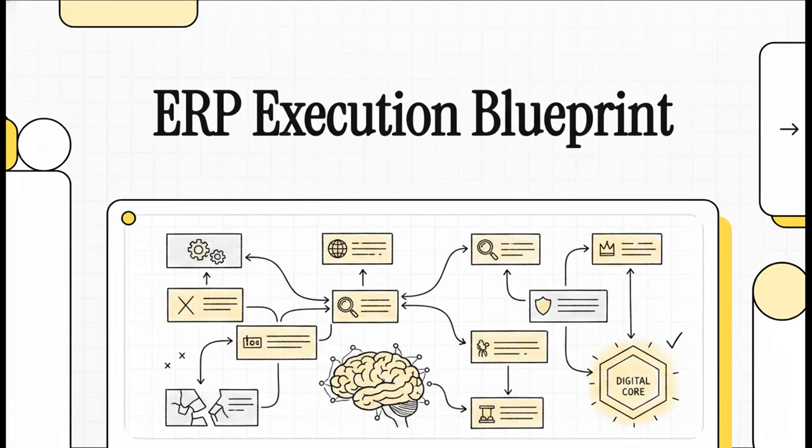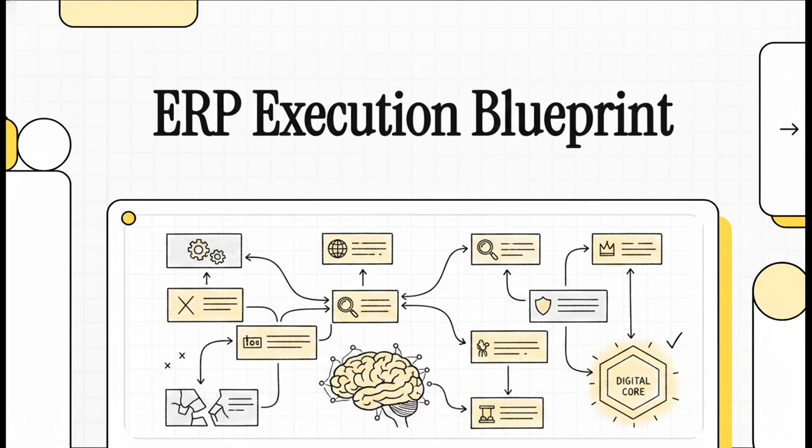The architecture of execution. Enterprise resource planning is the central nervous system of any global organization. When it functions correctly, it enables scale, enforces governance, and secures market dominance. When it fails, it paralyzes the entire corporate structure.